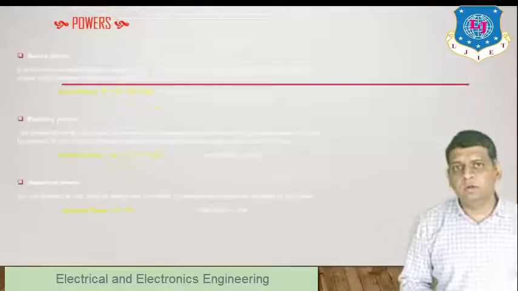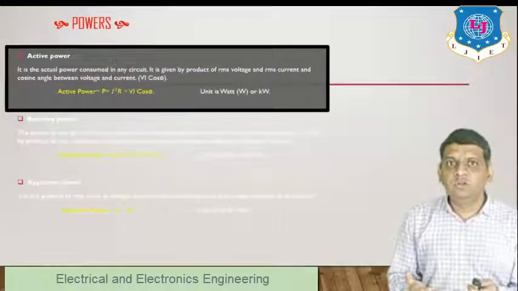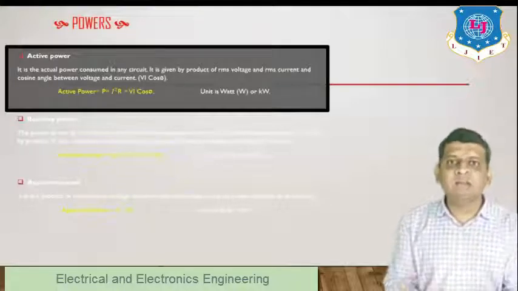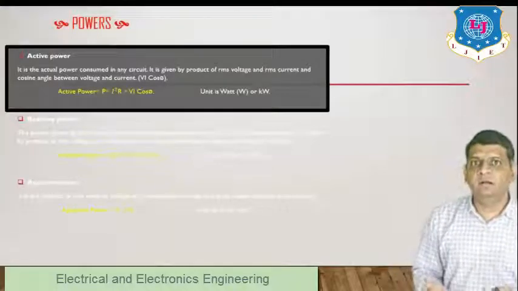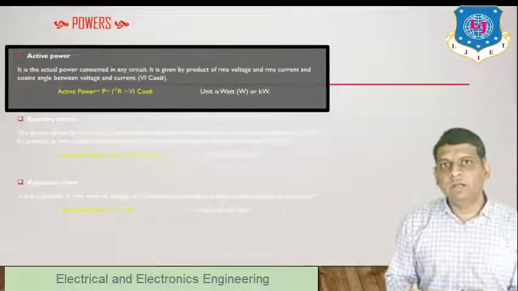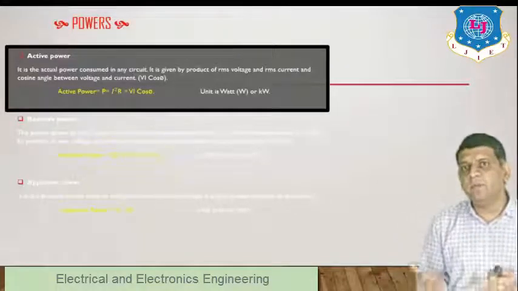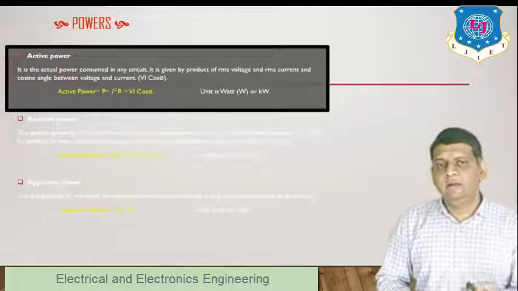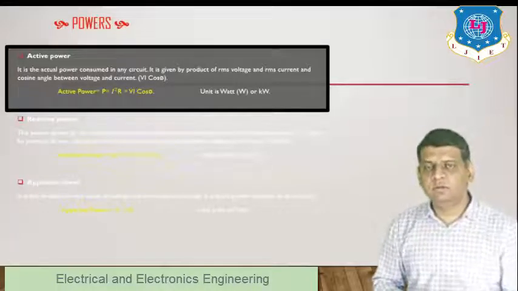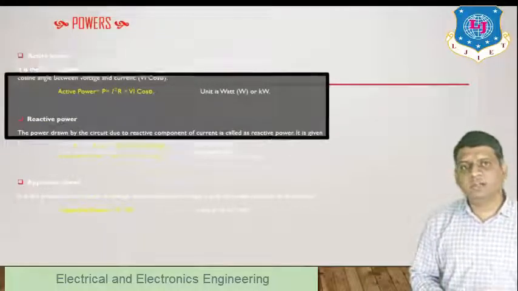Now let us discuss individually what real power is. From this you can understand that real power is nothing but the active power consumed by any circuit. It is the product of RMS voltage, RMS current, and the cosine of the angle between the voltage and current, that is VI cos phi. So I can write the active power P is equal to VI cos phi, and since it is real power, its unit is either watt or kilowatt.